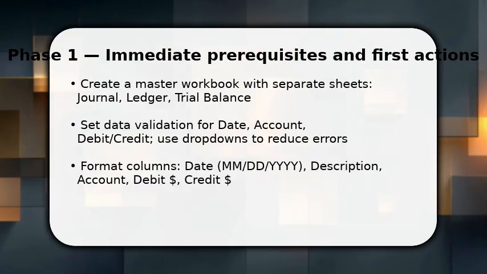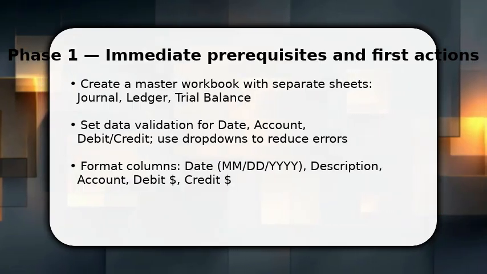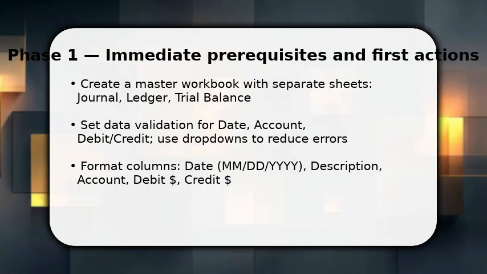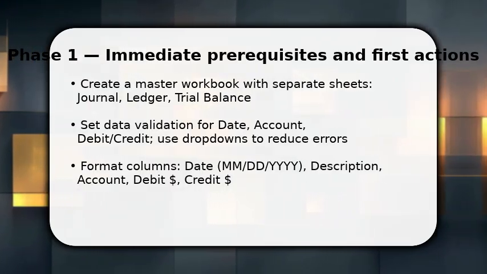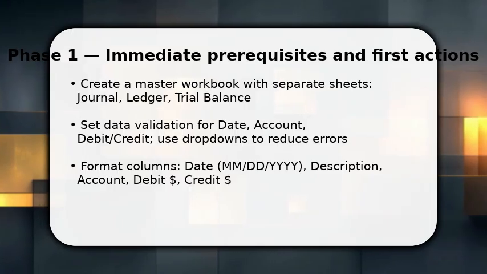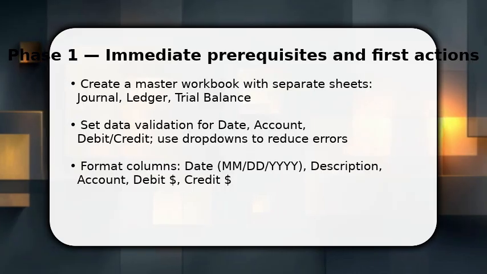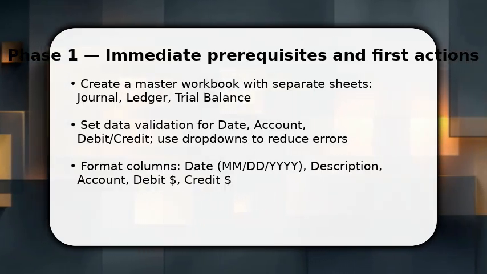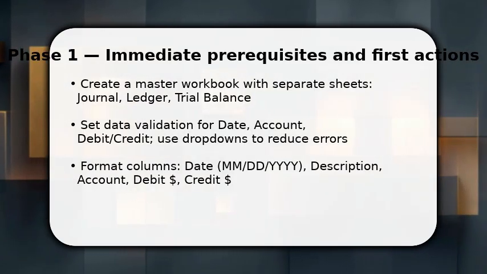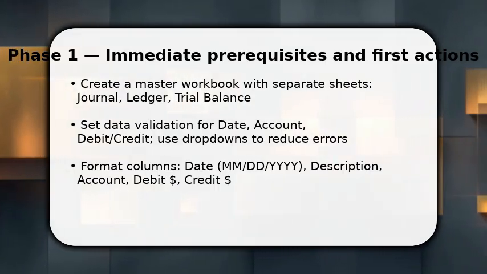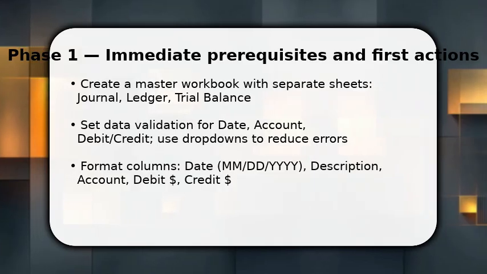You begin by creating a master workbook that separates transactions into journal, ledger, and trial balance sheets. Once done, set up data validation and drop-downs for account and debit/credit to prevent entry errors. Make sure date uses MM/DD/YY format and format debit and credit as currency. This ensures consistent calculations. Also add a hidden account chart sheet to standardize ledger mapping.